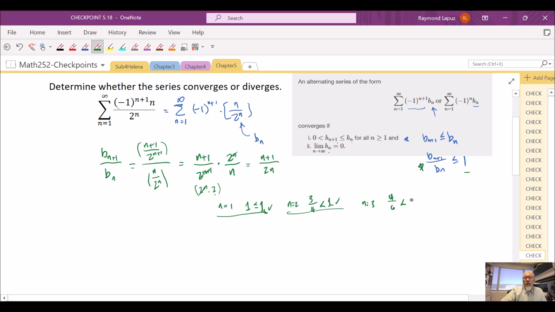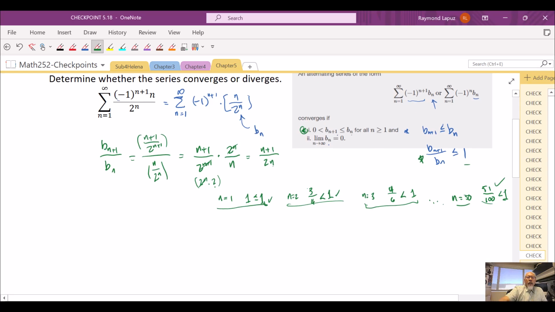And we can kind of see that at this point, the denominator is always going to double, while the numerator is just adding 1 to whatever n you have. So let's take a large number, like when n is equal to 50, I will get 51 divided by 100, which is clearly less than 1. So we can see that the first condition is satisfied, and then conclude that b sub n is decreasing. All right, so that's the first one.